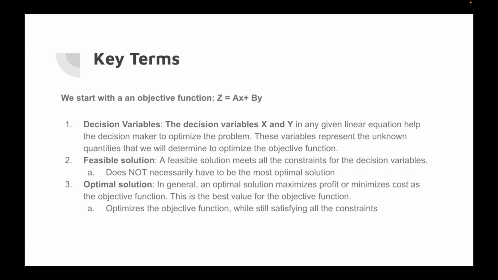And then once we have this objective function and the decision variables, we create something called a feasible solution. This is a solution that meets all the constraints for the decision variables, but does not necessarily have to be the most optimal solution. The end goal in linear programming should be to create the optimal solution. This is a solution that maximizes profit or minimizes costs or anything else that you want to optimize. This is the best value for the objective function, and it optimizes the objective function while also satisfying all the constraints, which is really the end goal of linear programming.